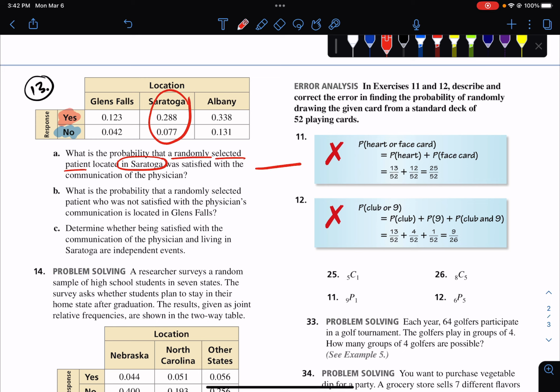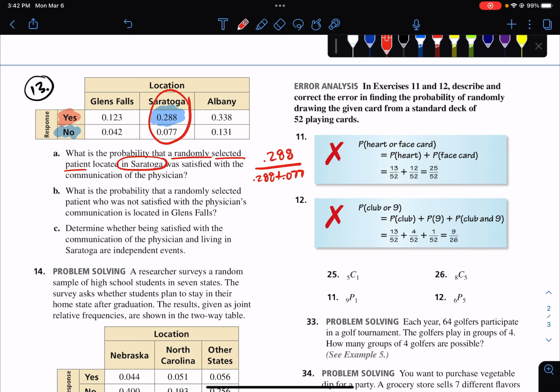So on the bottom of my probability, I'm going to put 0.288 plus 0.077. That's going to go on the bottom because those are all Saratoga people. It asks what's the probability that someone from Saratoga is satisfied with the communication of their physician. Well, when I look at this chart, Saratoga people that are satisfied is listed right there. So I'm going to put 0.288 on the top. And when I put that in my calculator, again, I'll let you do that one.